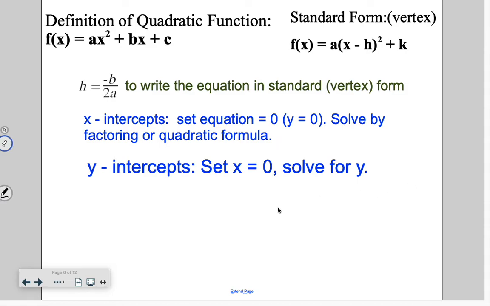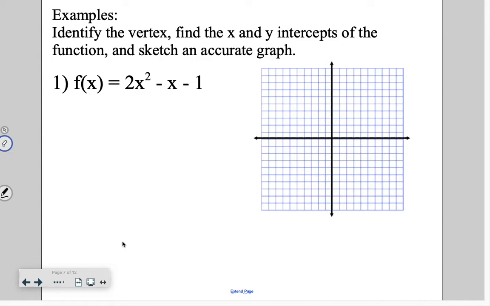All right, let me give you an example. Let's get into a few different examples of different types of things you're going to see with quadratics today. So example number 1. Given an equation that's in standard form, I want to find the important features and graph them. I want to find the vertex, find the intercepts, and then sketch an accurate graph using those.